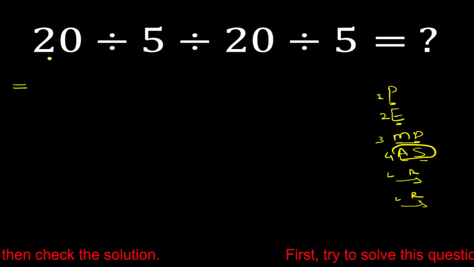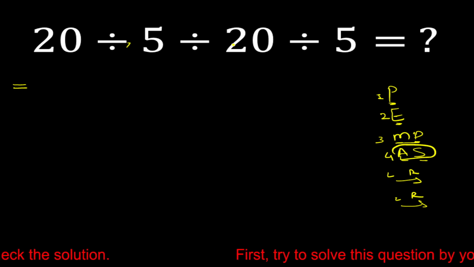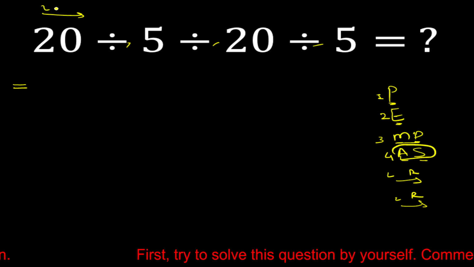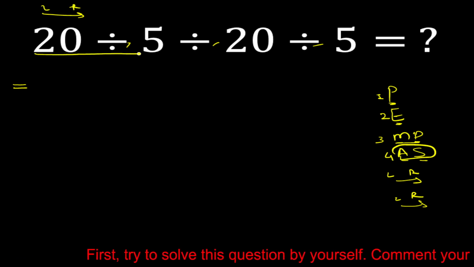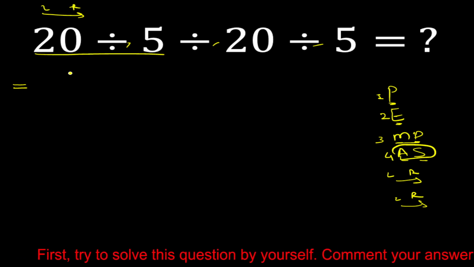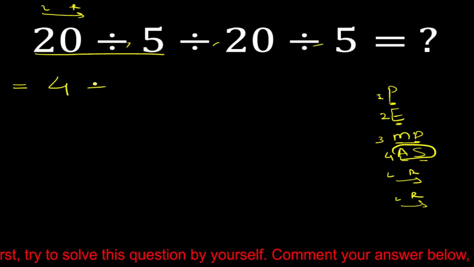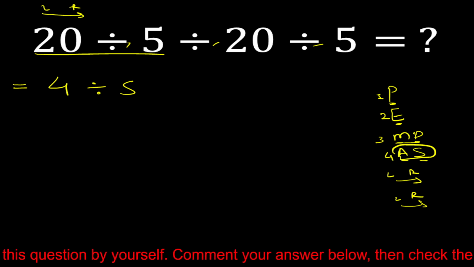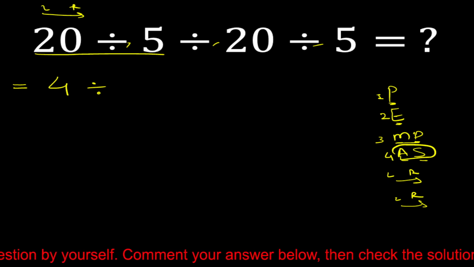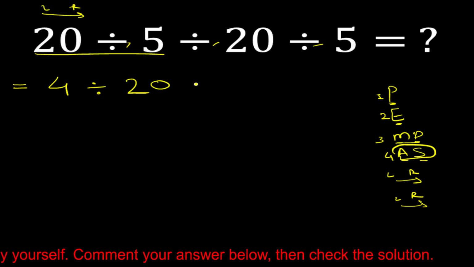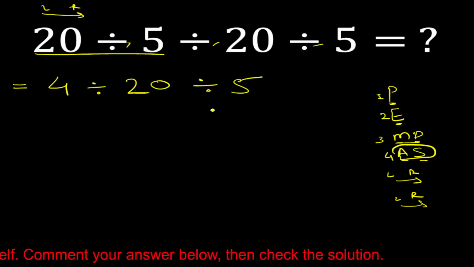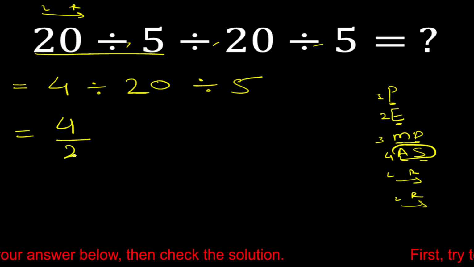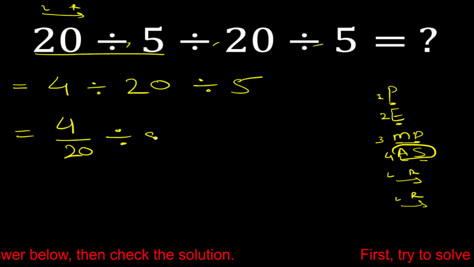So here is division, and here also is division. All have equal priority, so we have to solve it from left to right. So first we have to solve this division. 20 divided by 5 is equal to 4. Divided by 5, sorry, 4 divided by 20 divided by 5. Okay. So now 4 divided by 20 can be written as 4 by 20 divided by 5.